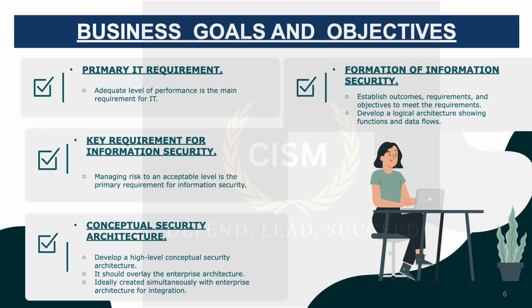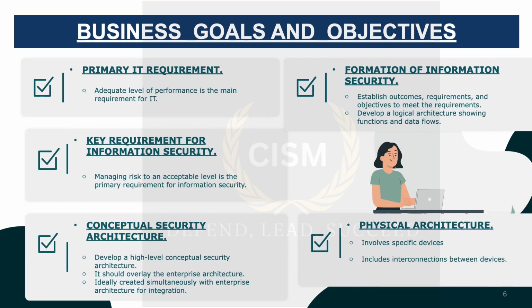Friends, to form an effective information security risk management strategy, begin by defining the desired outcomes, requirements, and objectives to meet those requirements, right? Subsequently, develop a logical architecture that illustrates key functions and the data flow. Friends, this strategic approach ensures a systematic alignment between the security measures and organization goals, fostering a comprehensive and proactive approach to managing information security risk, right?